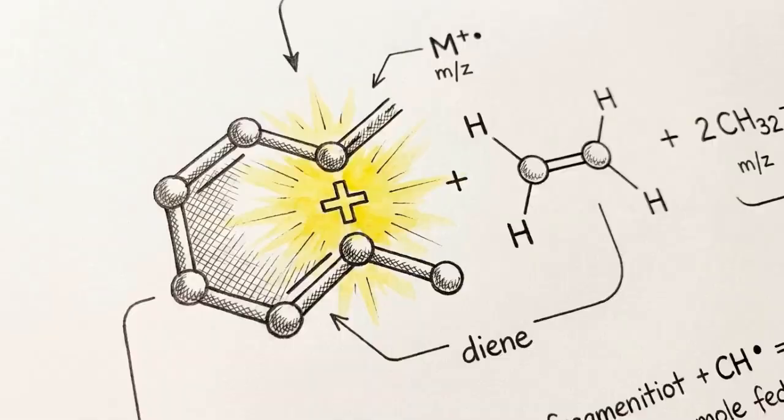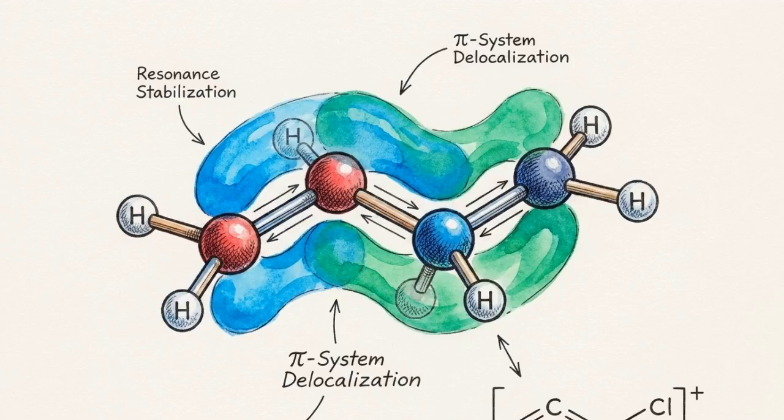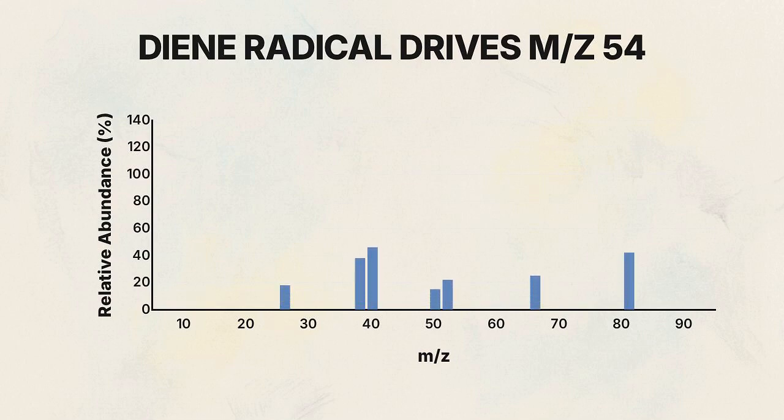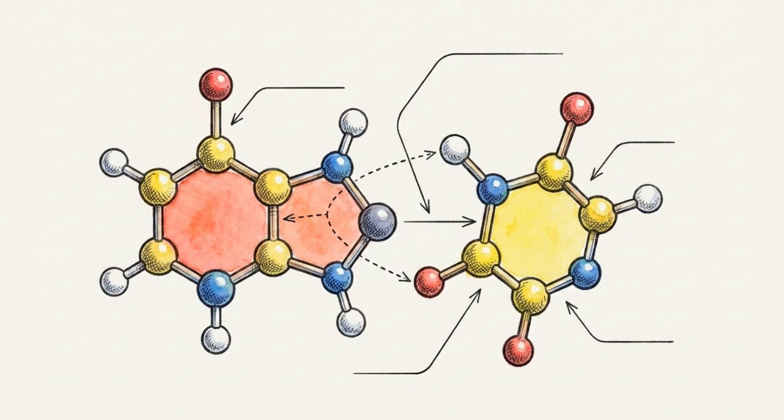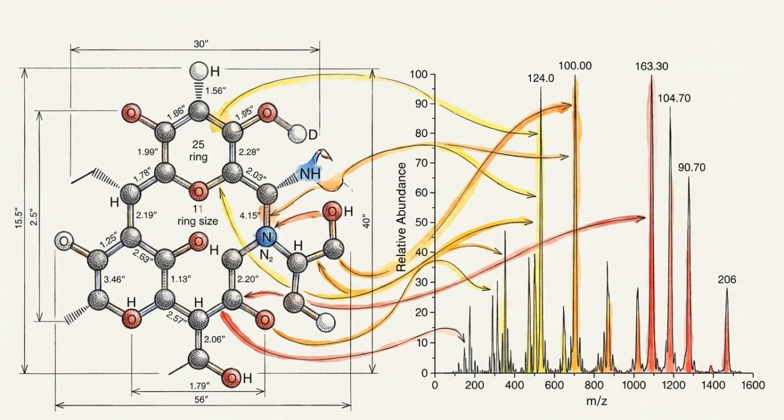The positive charge remains with the fragment that has the lower ionization potential. In these systems, that is typically the resonant stabilized conjugated diene. In a simple cyclohexene system, this resulting diene radical cation yields an intense, distinct signature peak at exactly M/Z 54. By utilizing this concerted 2-bond cleavage, the Retro Diels-Alder reaction cleanly dissects cyclic topologies, revealing the architecture of rings that would otherwise resist normal fragmentation.